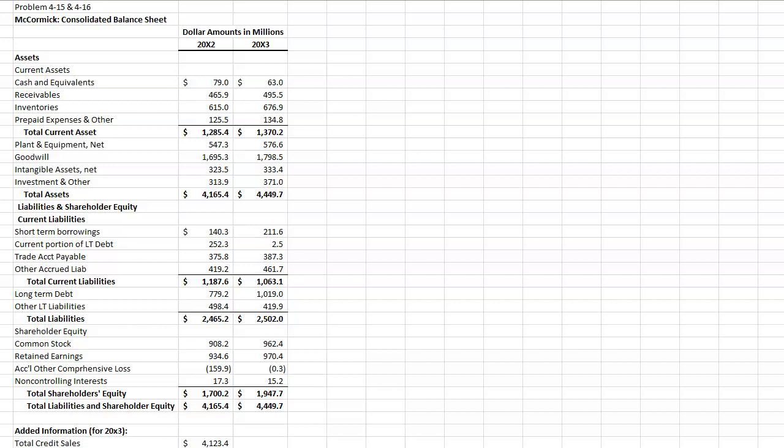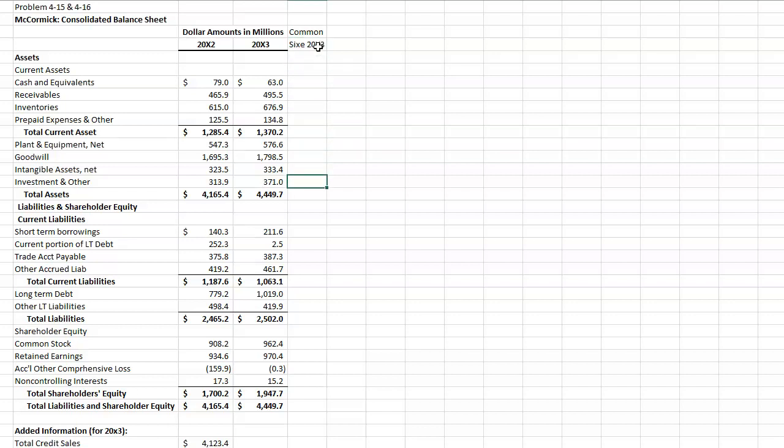Okay, so the first thing that they want us to do is compute a common size balance sheet for 2003. A common size balance sheet is a type of vertical analysis, where you state everything as a percentage of the total. On a balance sheet, the total is total assets and/or total liabilities and shareholders' equity. Common size 20x3. I don't like dealing with x's, but well.